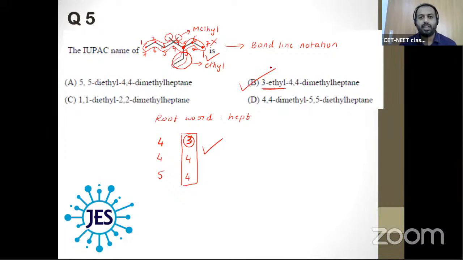Very, very important. So hope all of you have understood this. So the big takeaway from this question is practice what are called bond line notations. Good. Now let me proceed to question number 6.